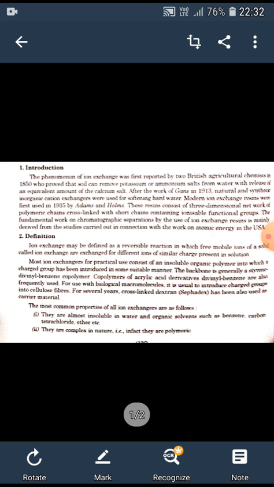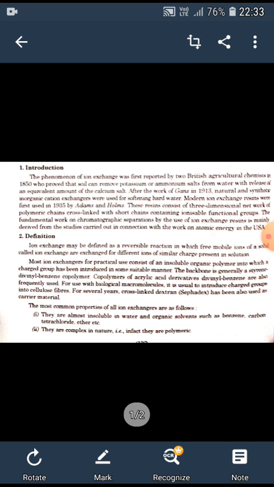Ion exchange may be defined as a reversible reaction in which free mobile ions of a solid, called the ion exchanger, are exchanged for different ions of similar charge present in the solution. Ion exchangers consist of an insoluble organic polymer into which a charged group is introduced in some suitable manner.